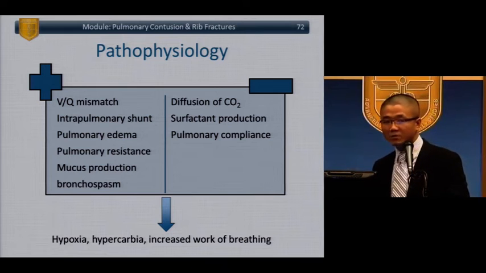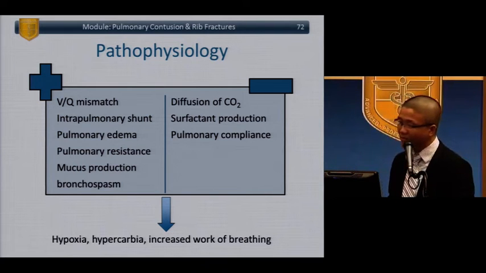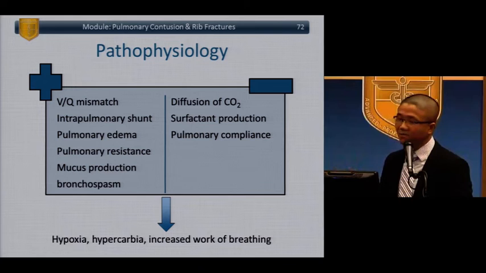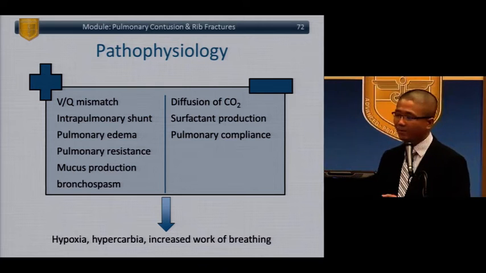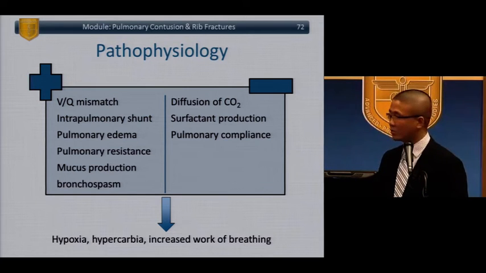You have increased mucus production and bronchospasms, right? And then coupled with decreased ability to diffuse your CO2, again, because of all the debris that's in the alveoli, decrease in surfactant production, decrease in pulmonary compliance, you end up with a patient who looks as sick as what we expect for somebody with bad pulmonary contusions, and that's somebody who's hypoxic, hypercarbic, and has increased work of breathing.